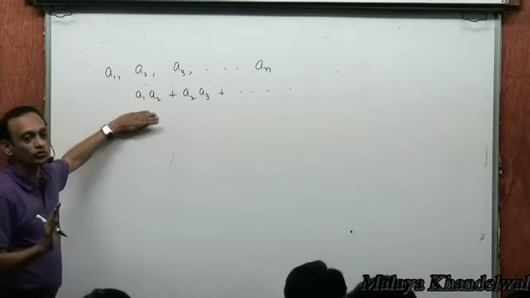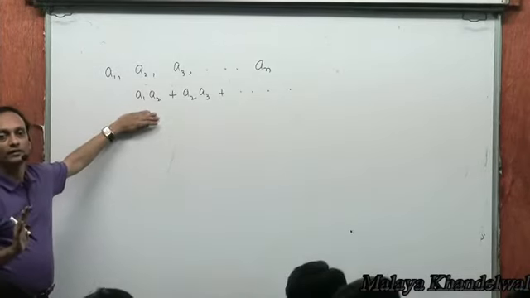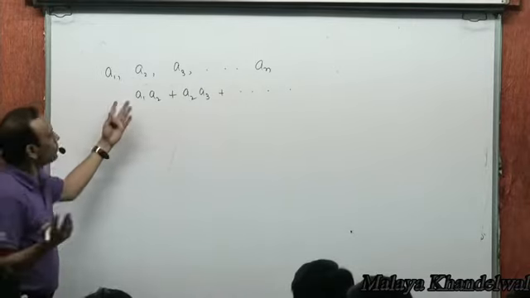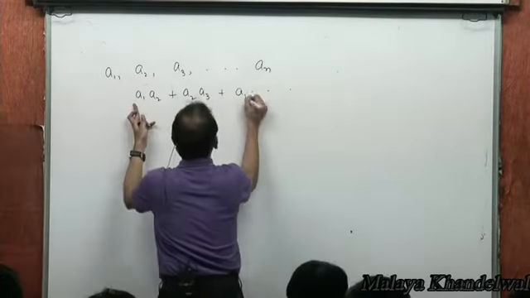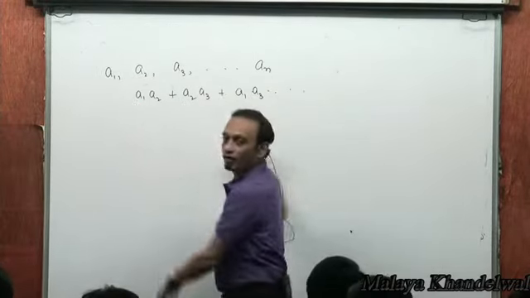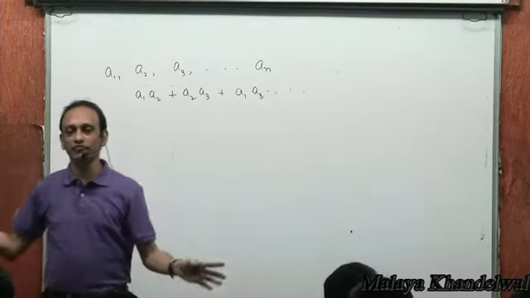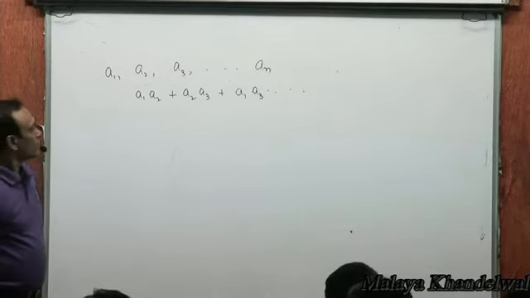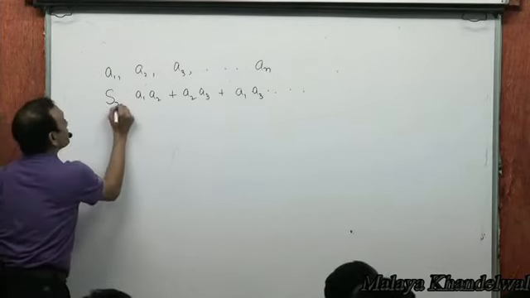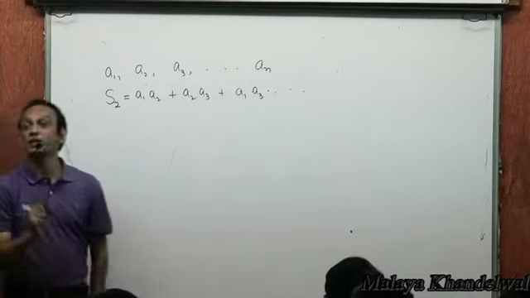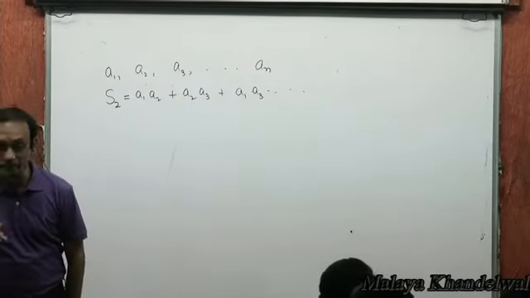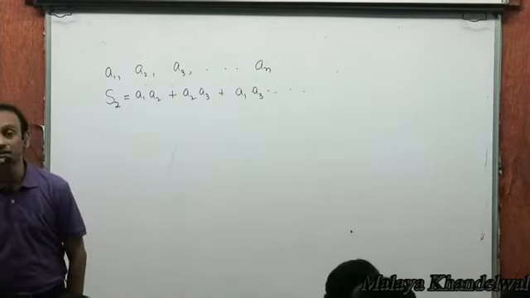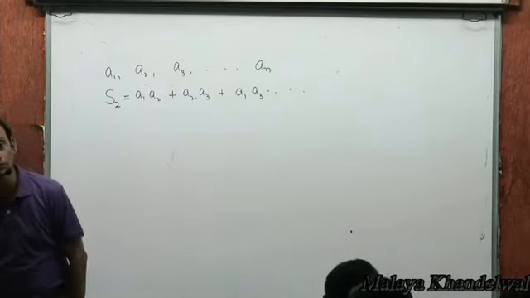If you have done it in school, you'll know all possible pairs would have to be included. Right? So this is S2, the sum of the product taken 2 at a time, in which all pairs will get included. Yes or no?